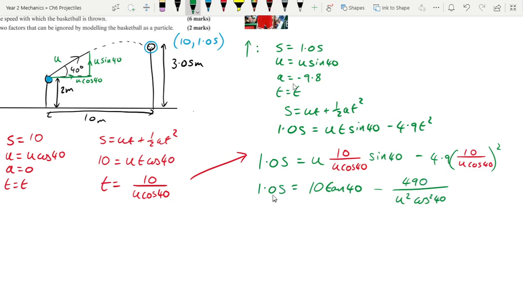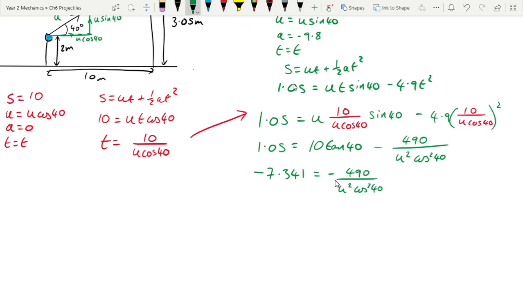Right, that's a little bit nicer. I'm going to do 1.05 minus 10 tan 40. I'm just going to leave it as a decimal at this point. So 1.05 minus 10 tan 40 gives me minus 7.341 equals minus 490 over u squared cos squared 40.